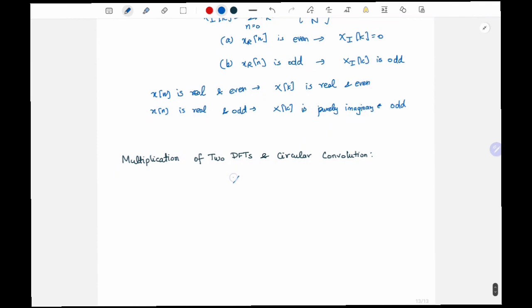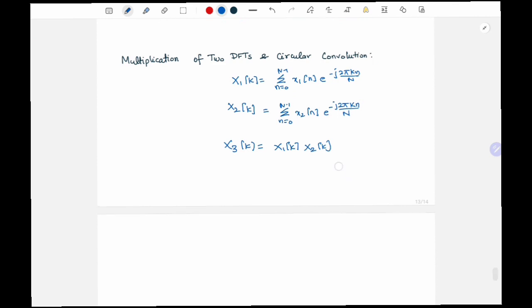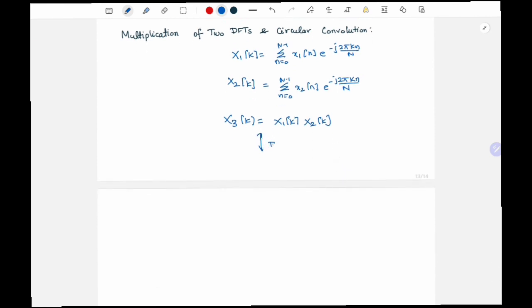So if I have my X1 of k equal to the summation n equal to 0 to N minus 1 of x1 of n e power minus j 2 pi k n by N, and both are N-point DFTs, so X2 of k equal to the summation n equal to 0 to N minus 1 of x2 of n e power minus j 2 pi k n by N, and I get an X3 of k by multiplying X1 of k and X2 of k. Then I need to find the inverse DFT of this. The IDFT gives me x3 of n. I need to find what my x3 of n is.